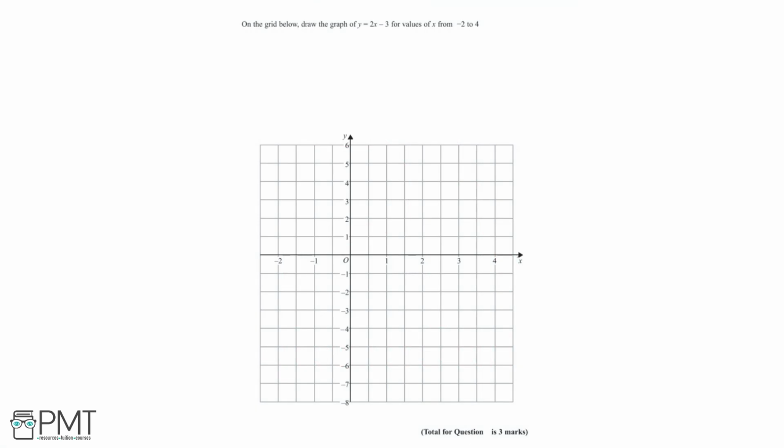In this question, we're asked to draw the graph of y equals 2x minus 3 on the grid below, for values of x from minus 2 until 4.